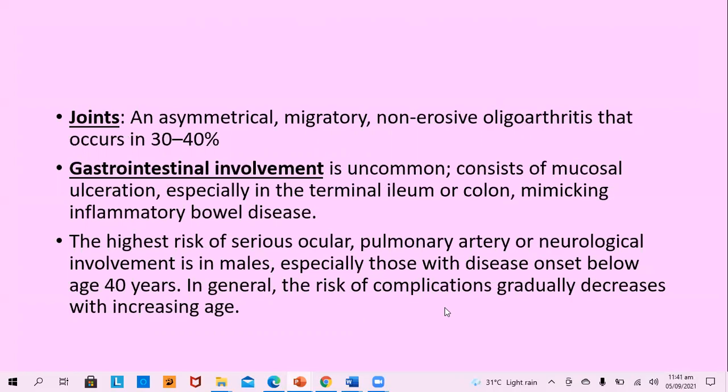Joint involvement and GI involvement is also not included in the diagnostic criteria, but the joints are asymmetrically involved in migratory, non-erosive oligoarthritis, seen in 30 to 40%. GI involvement is uncommon, that consists of mucosal ulceration, especially in terminal ileum and colon, which mimic inflammatory bowel disease. The highest risk of serious ocular, pulmonary artery, or neurological involvement is in males, especially those with disease onset below 40 years of age. In general, the risk of complications gradually decreases if the disease manifests in later ages of life.